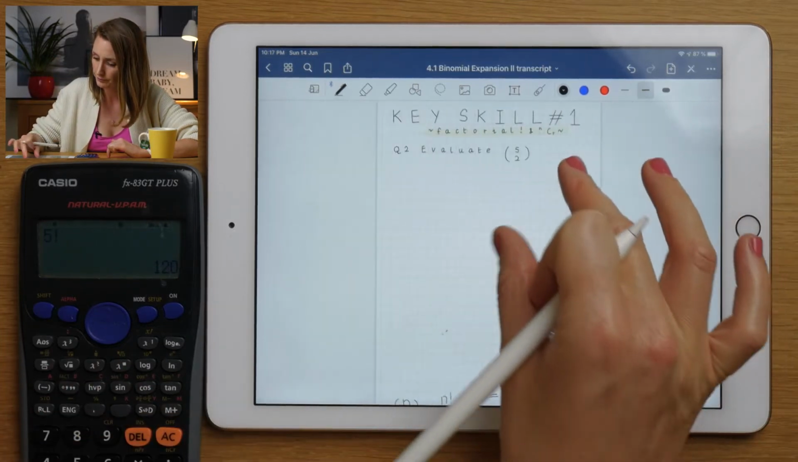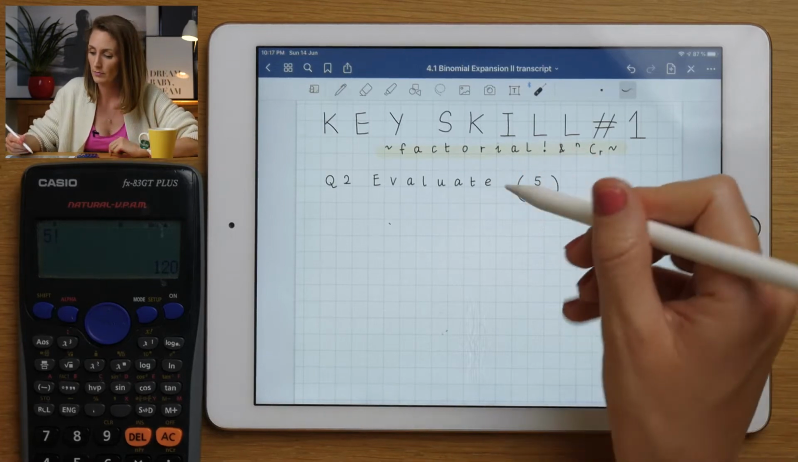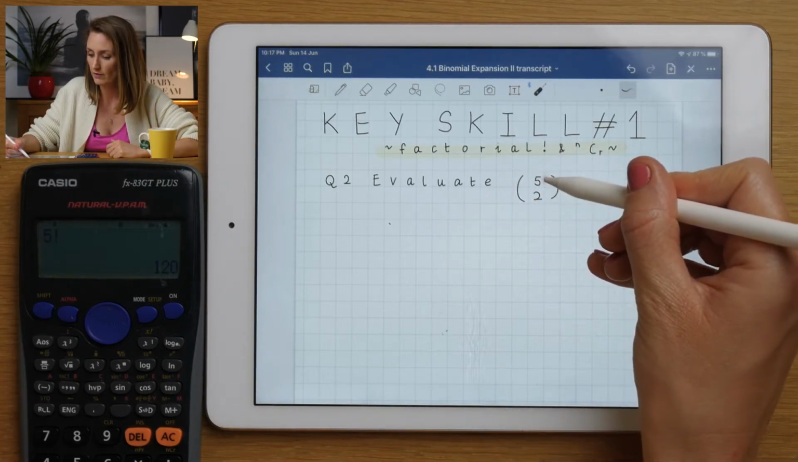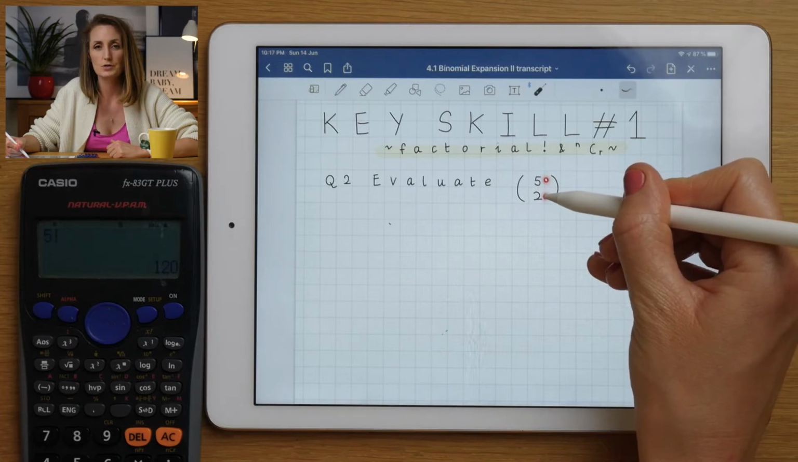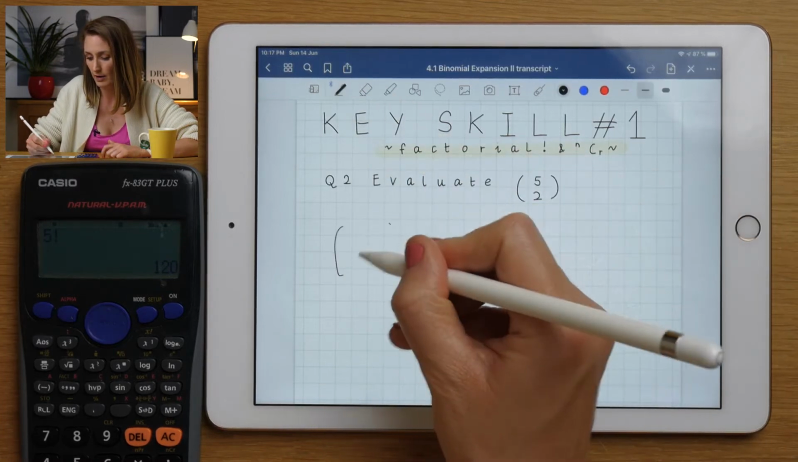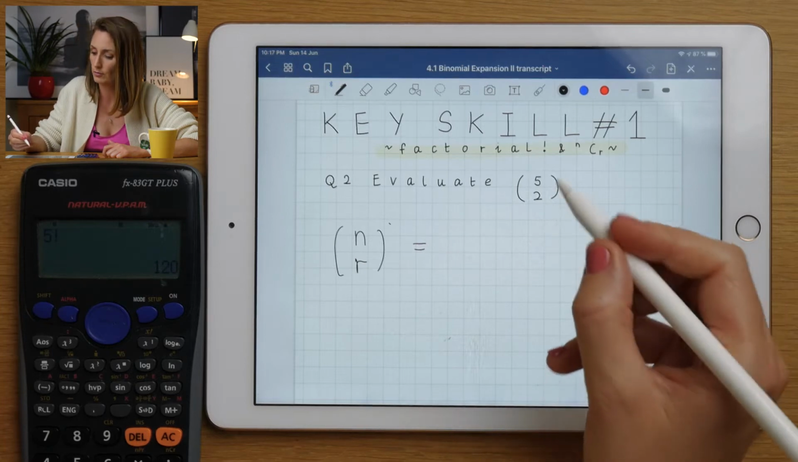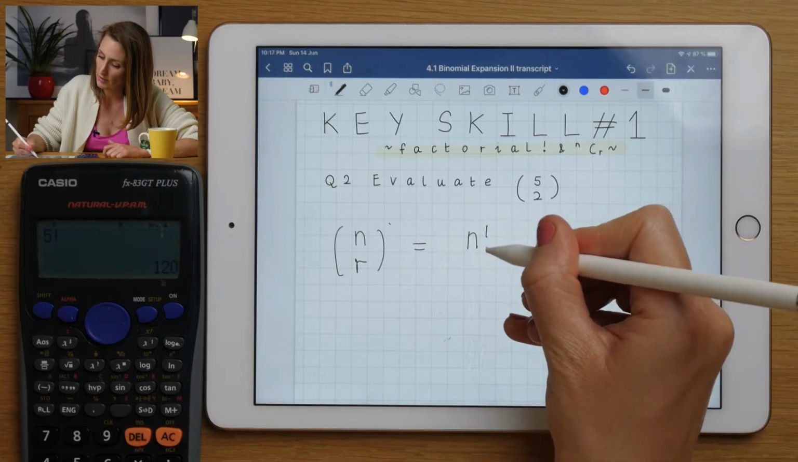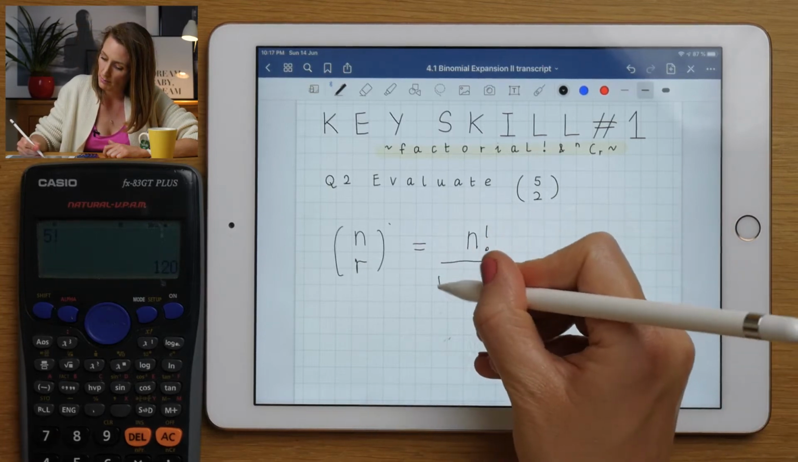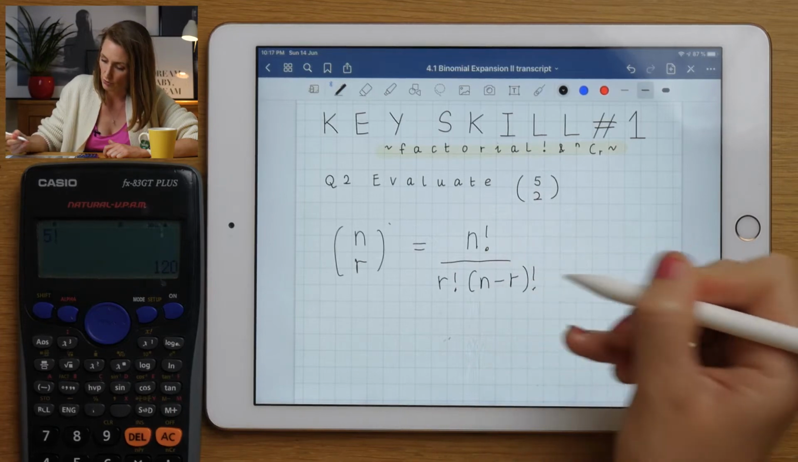Those of you that did further maths may be familiar with this notation. This is pronounced 5 choose 2, and it's used in permutations and combinations. We're not going to use it in that context today. Now, what is the formula for n choose r? There's a formula and it's actually in your formula booklet. The formula is as follows: n factorial divided by r factorial times (n minus r) factorial.